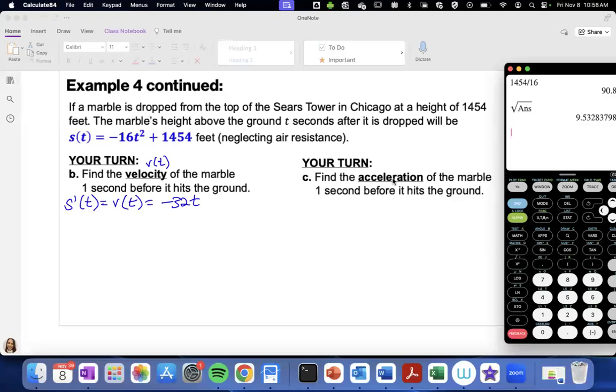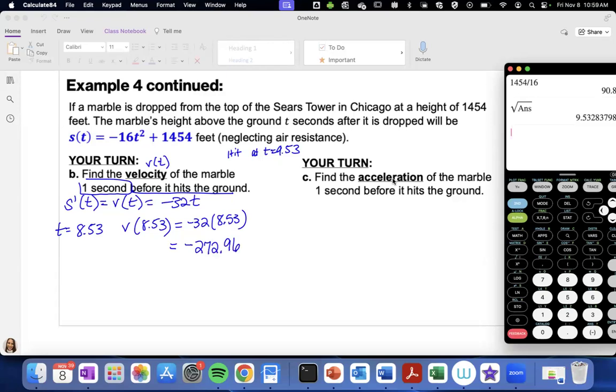And then we want to know, what is the velocity 1 second before it hits the ground? Well, it hit the ground at 9.53 seconds, right? So what do I plug in for t? 8.53. Did you catch that? One second before it hits the ground. So we're going to find V of 8.53. And again, I have a purpose in that I'm going to show you something interesting. Negative 32 times 8.53 is, calculate. Did you guys get negative 272.96?